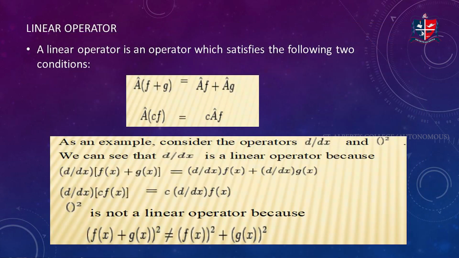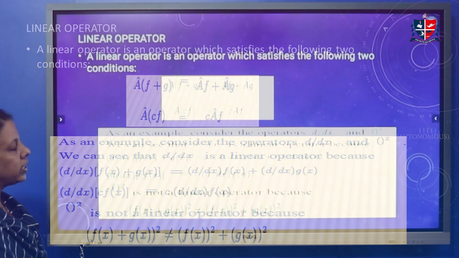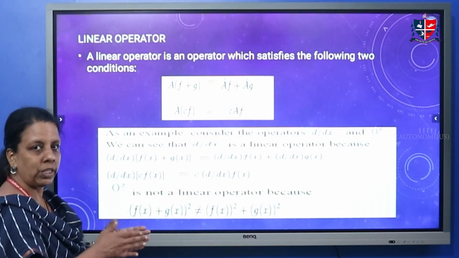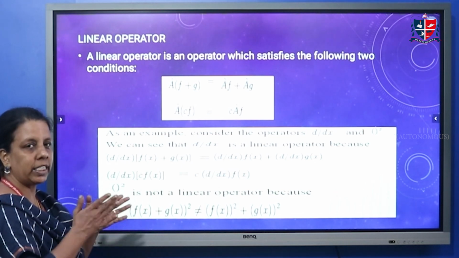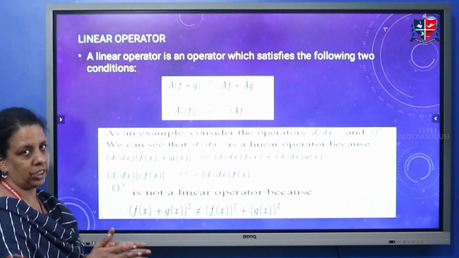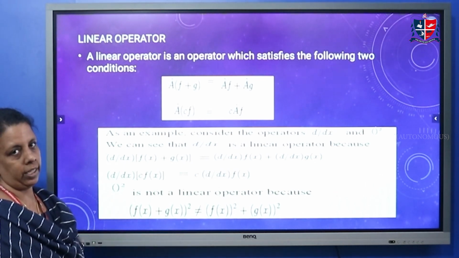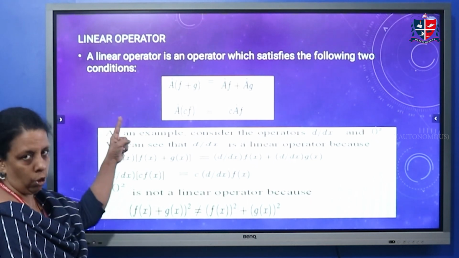Okay. Then postulate number 2 says that for every observable in classical mechanics, there is a linear Hermitian operator in quantum mechanics. And what do you mean by a linear operator?